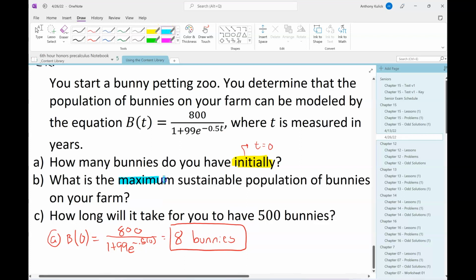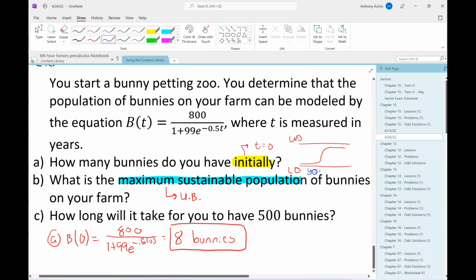Part B asks for the maximum sustainable population. What is that really saying? That's asking for the upper bound for this logistic function. Remember, a logistic function has two asymptotes that it's kind of stuck in between, the upper bound and lower bound. Does that look familiar now?